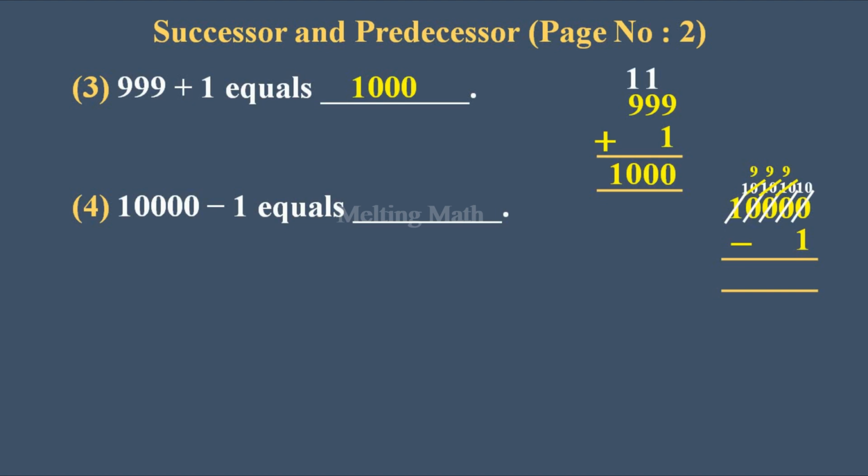So just subtract now. 10 minus 1 is 9. Next 9 is there, below there is no number, so just write as it is. Next also 9, just write as it is. Next also 9, just write as it is. Now we get 9999. So 10,000 minus 1 equals 9999. So that's it. Next see the fifth one.